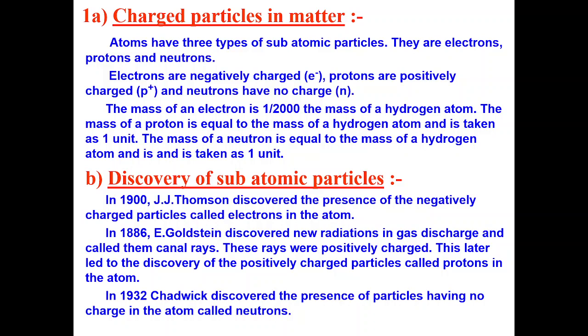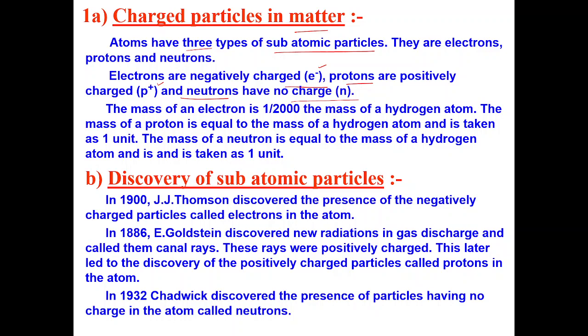Let us first look at the charged particles which are present in matter, which are the three subatomic particles present in an atom, that is electrons, protons and neutrons. Here electrons have a negative charge, protons have a positive charge and neutrons have no charge, that is 0. These are the three subatomic particles.